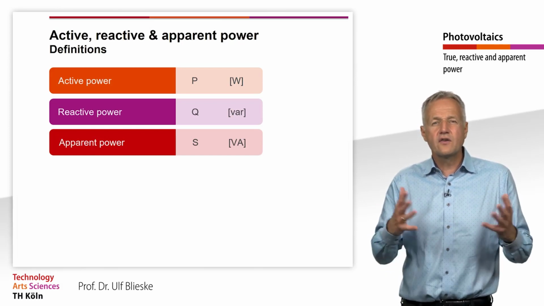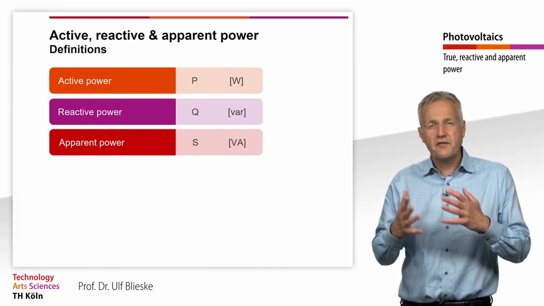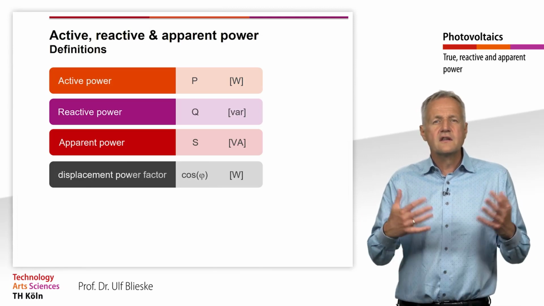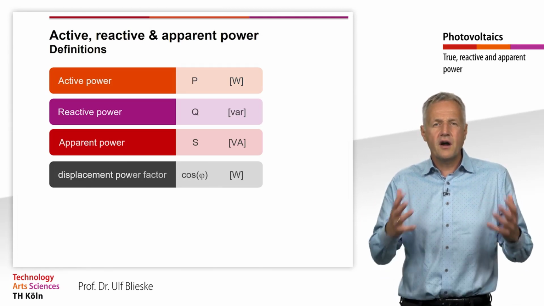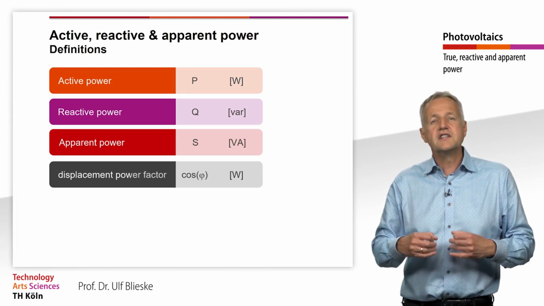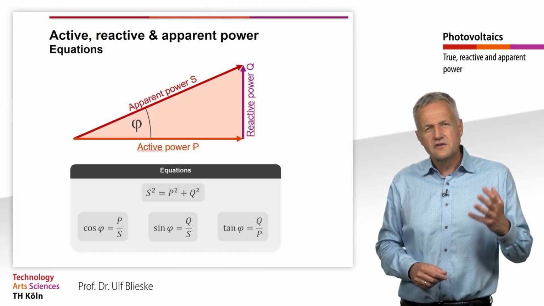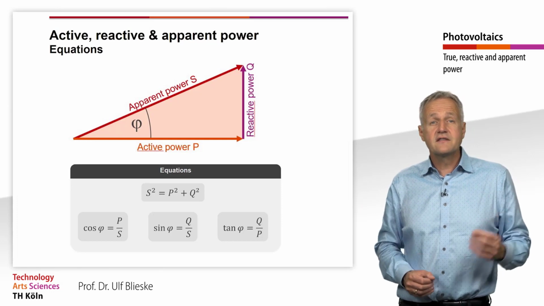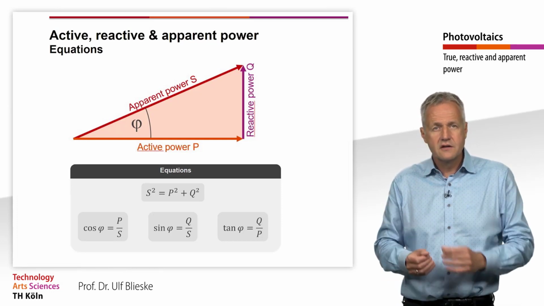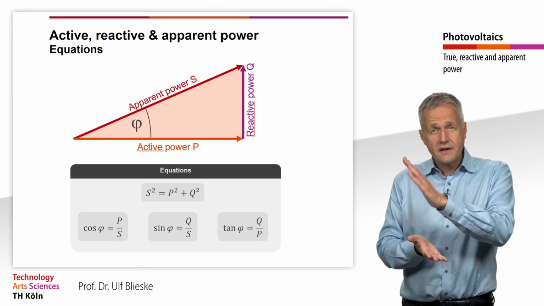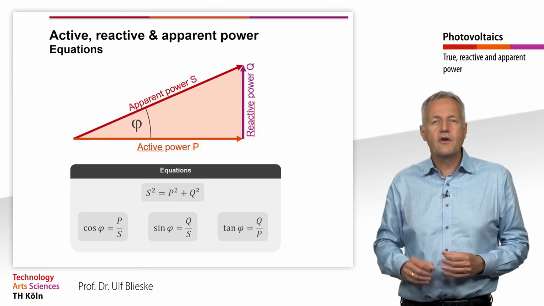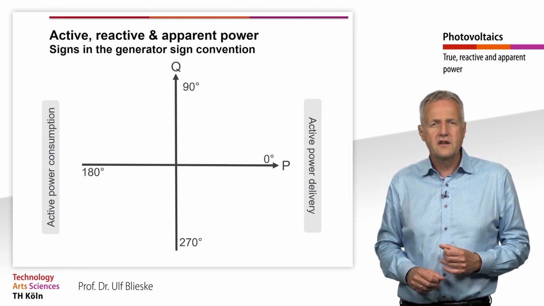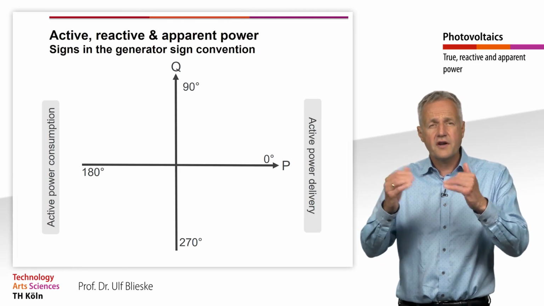Finally, we can define the so-called displacement factor, cosine phi. Phi corresponds to the phase shift between current and voltage. The displacement factor is a measure for the part of the apparent power that is converted into active power. The relationship between active, reactive and apparent power can be visualized in a power triangle. With the help of this power triangle, the different power values can be easily converted into each other. Depending on the sign of the phase shift, the reactive power can be positive or negative.